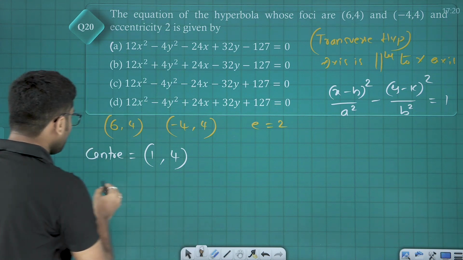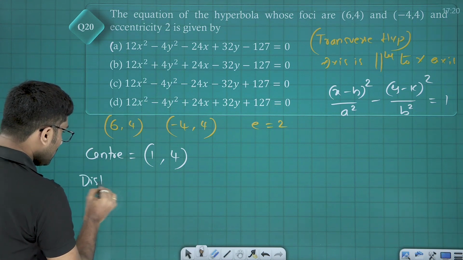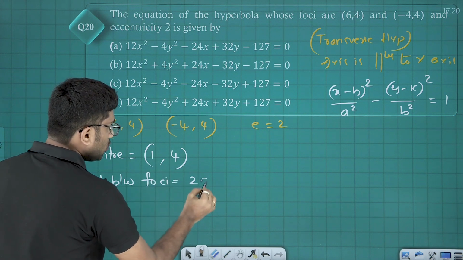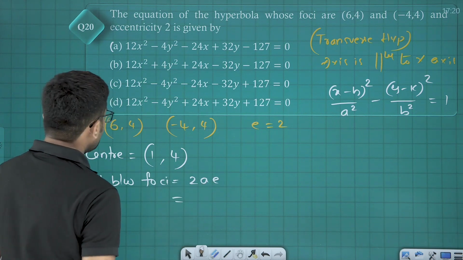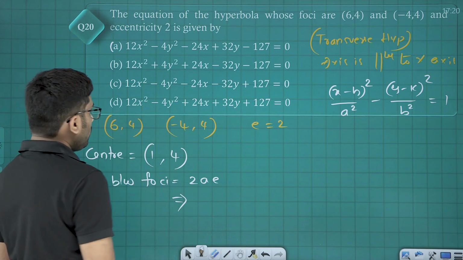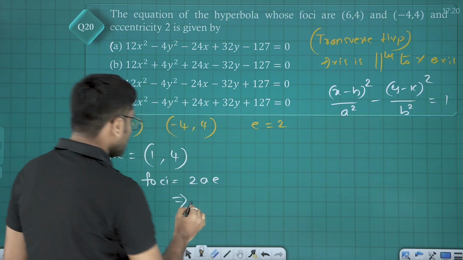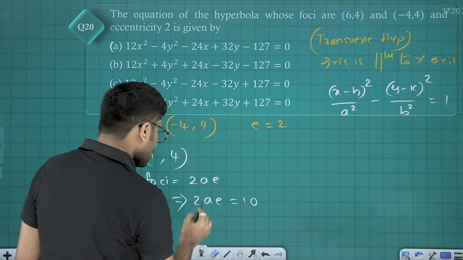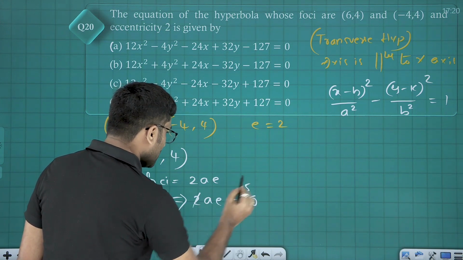That means the distance between foci is always 2AE. So what is the distance between the two foci here? The distance between foci is 6 plus 4, only 10. So 2AE is equal to 10.